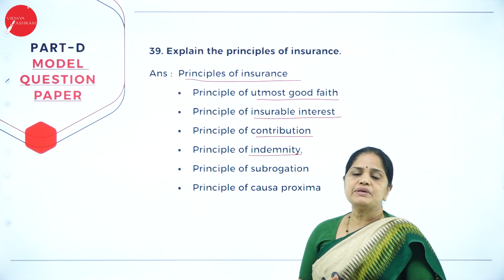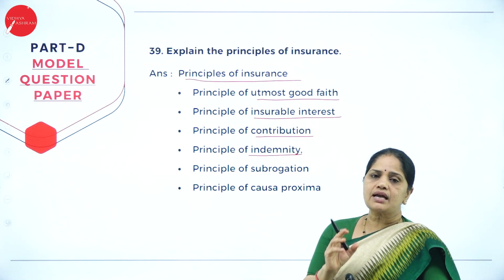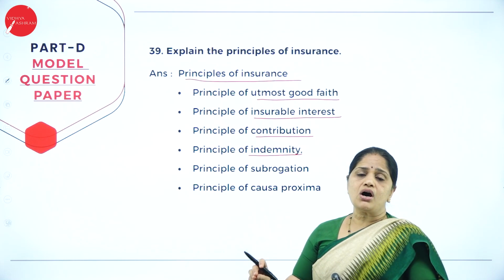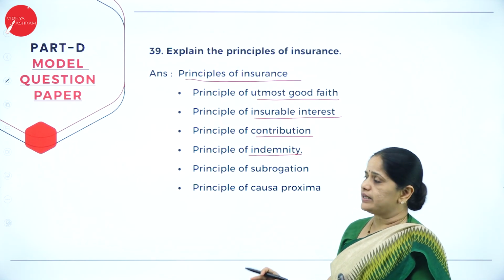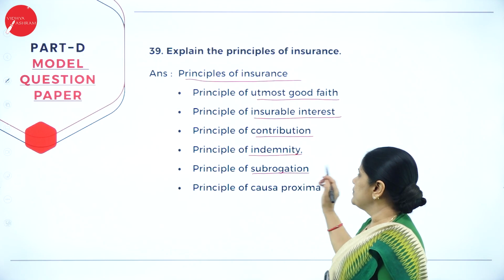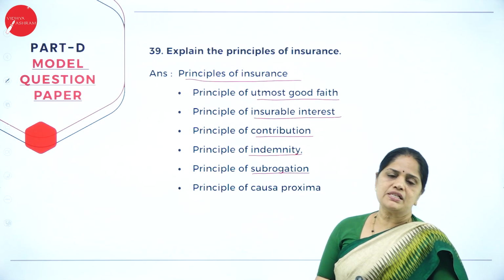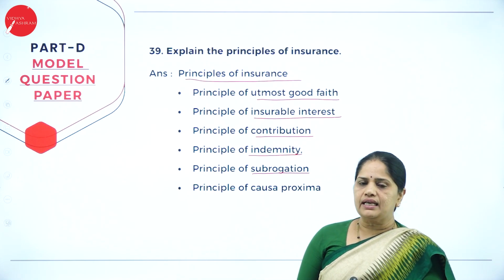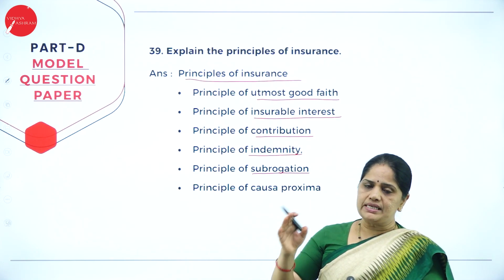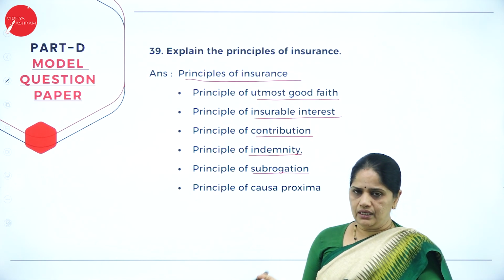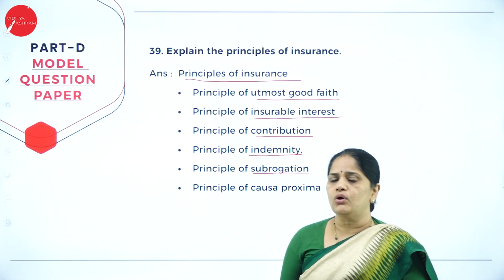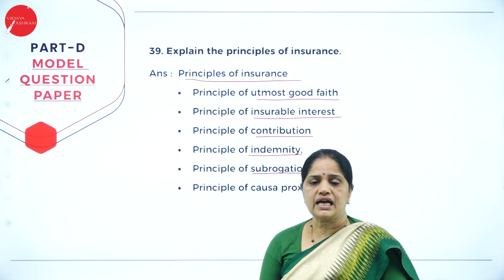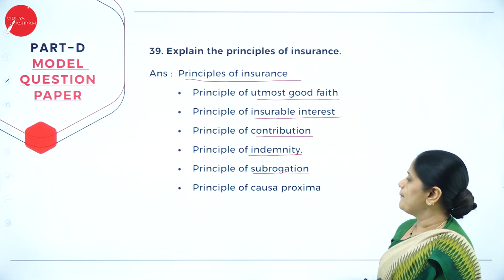Then principle of indemnity. So this principle says that the insurance company will compensate for any loss caused to the insured person. Then principle of subrogation. So this principle says that in case of damage to any vehicle, if the insurance company is replacing the vehicle to the insured person, then the old vehicle which has been damaged will automatically be transferred to the insurance company.